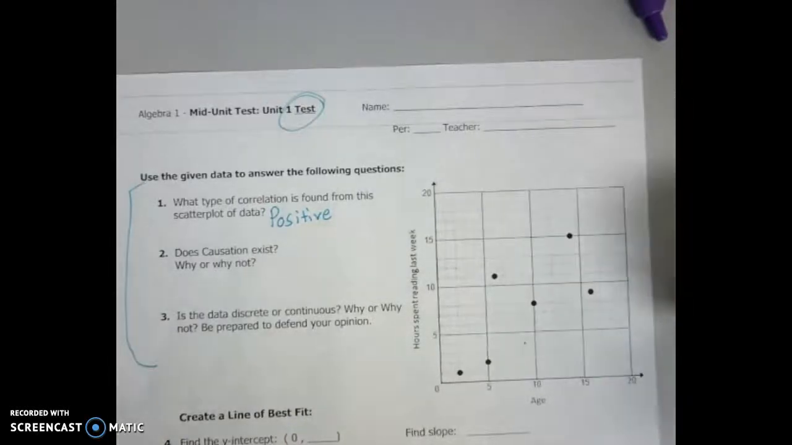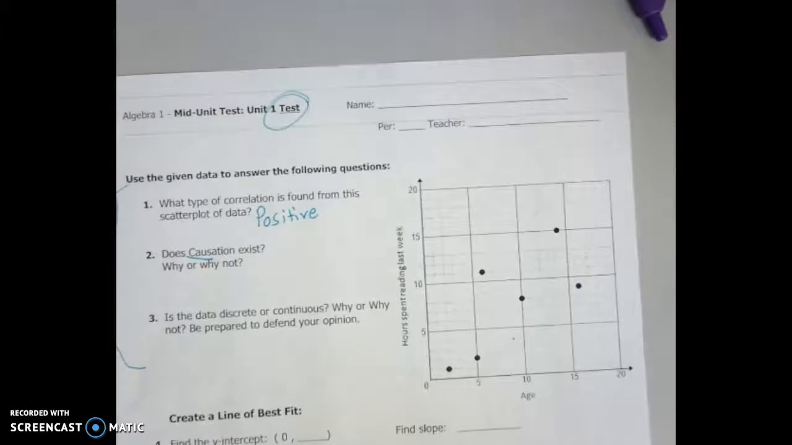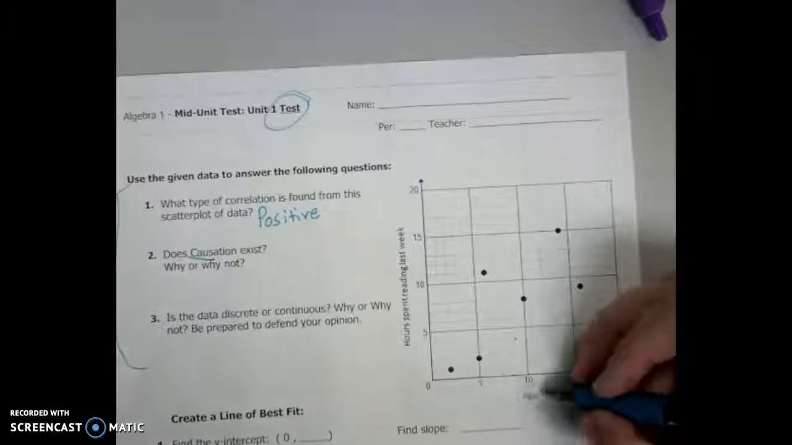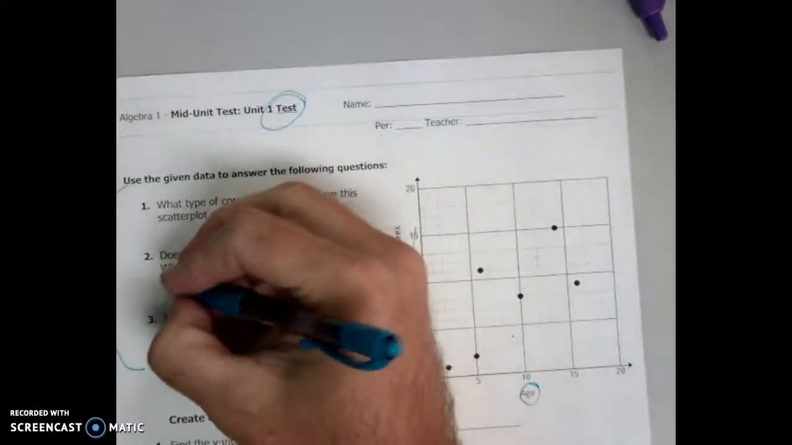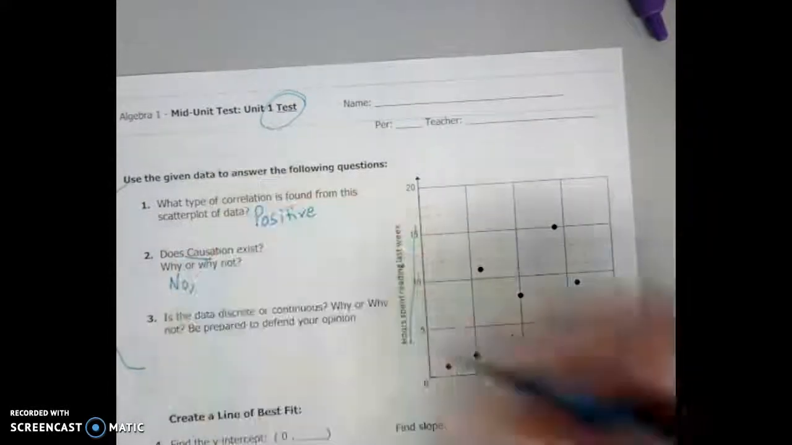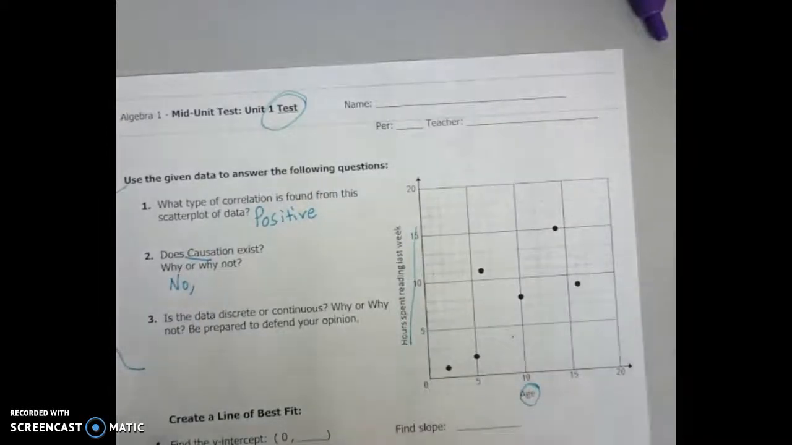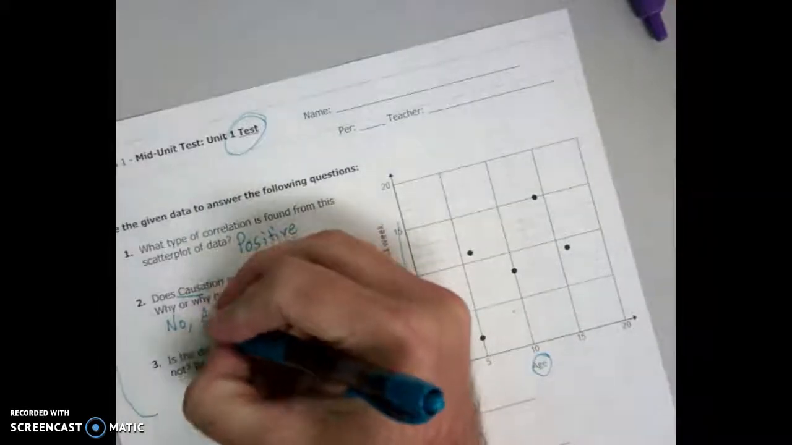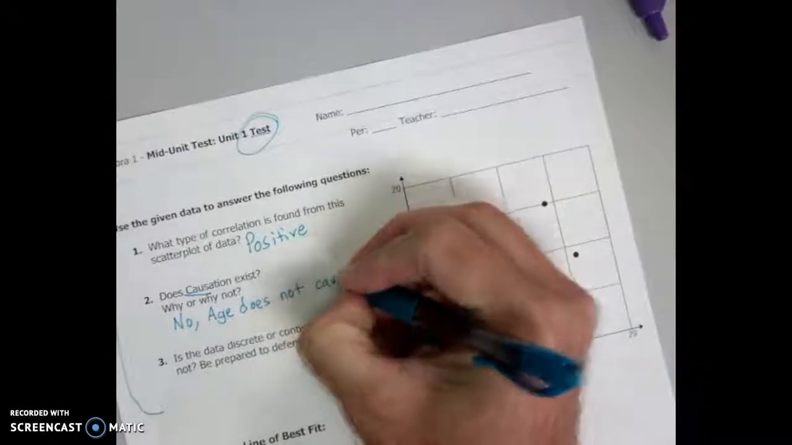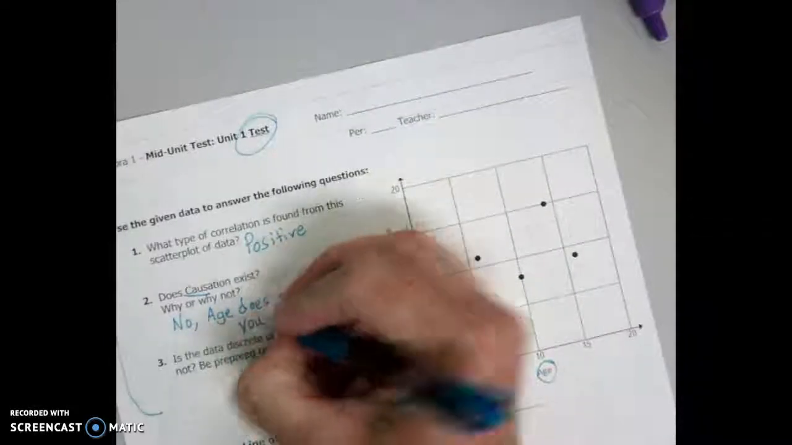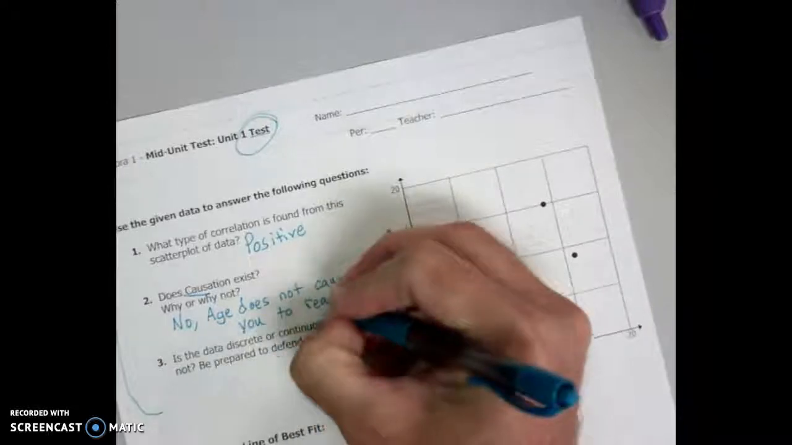Next, does causation exist? The root word of causation is, of course, cause. And you have to ask yourself, does this cause that? So, does your age cause you to read more? No. No causation. So I'm going to say no, and this is the one that I really want you to explain, because if you don't explain, it's definitely wrong. So, no, age does not cause you to read more.